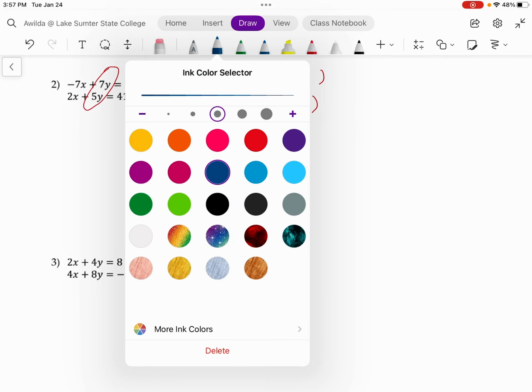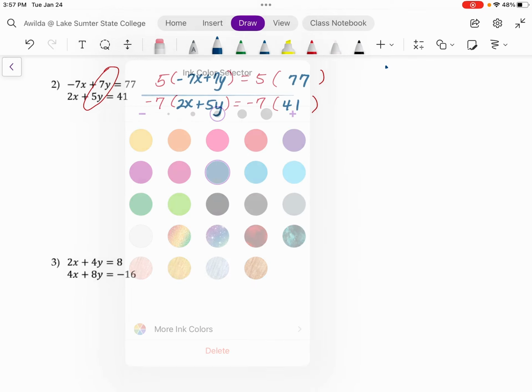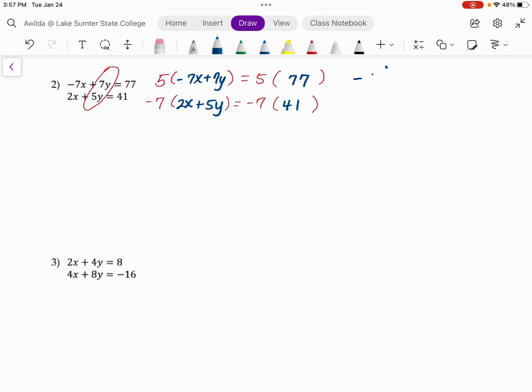So let's go ahead and distribute. So we have negative 35x plus 35y is equal to, I'm going to have to do this longhand, 7 times 5 is 35, and a 3 would give us 38. In the second equation, we have negative 14 times x minus 35y is equal to negative 287.